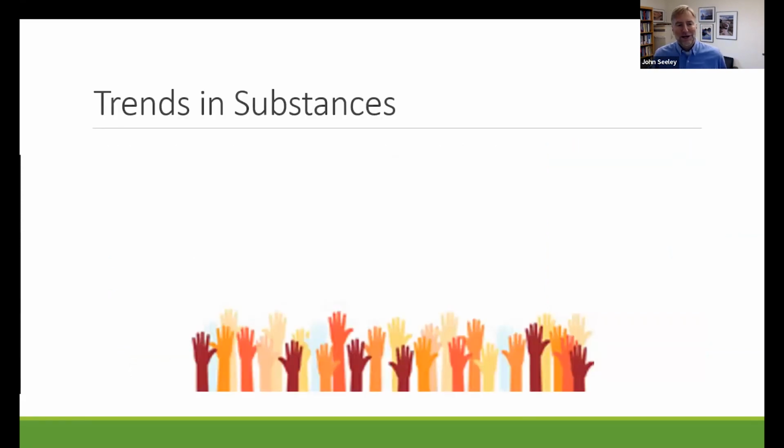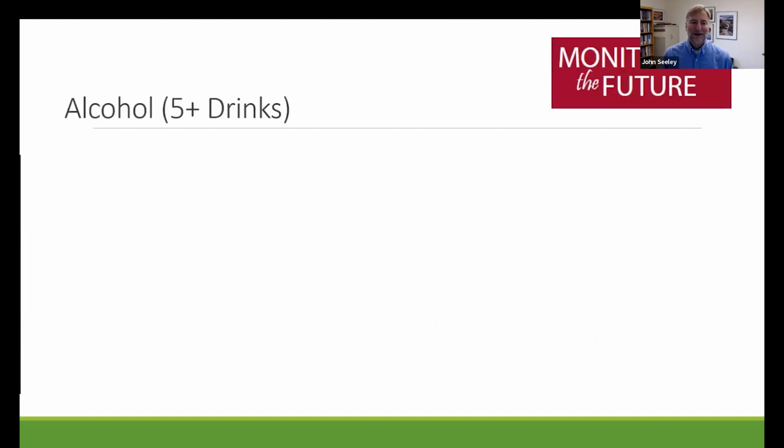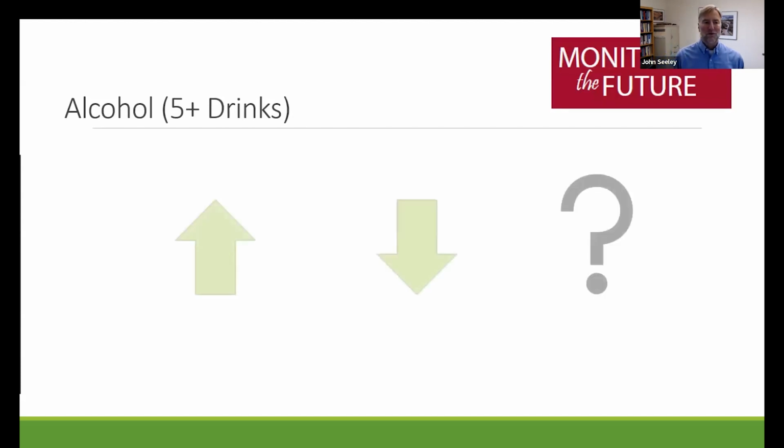And so we're going to check with you about your knowledge of some of the trends in substances. We'll be presenting these trends from a couple decades. And so we'll be curious to hear about what you've noticed. And so the first substance we're going to talk about is alcohol. And so the question for you is, do you think the trend for binge drinking, which is the consumption of 5 or more drinks within a 2-hour period, is going up or down? And if you could just put what you think in the chat.